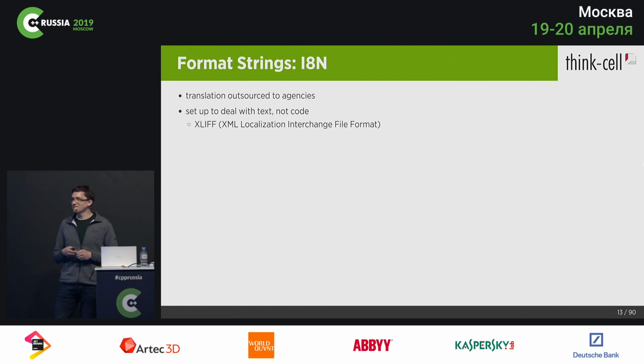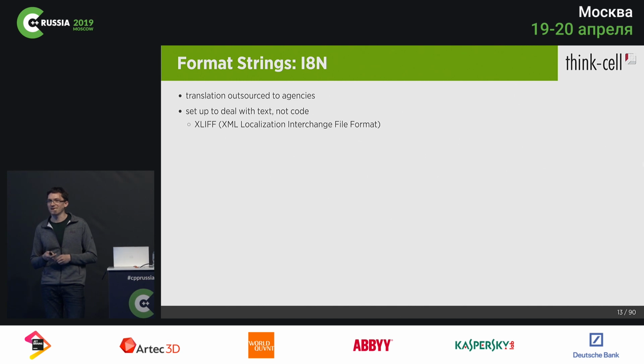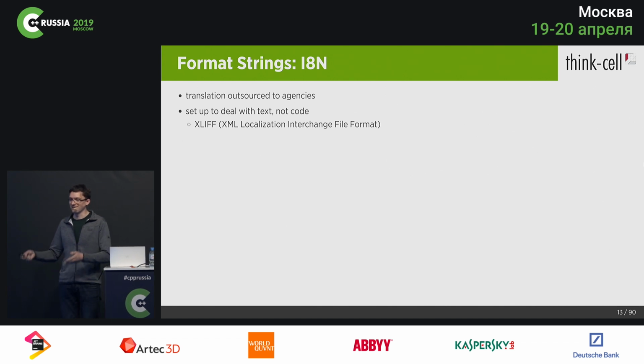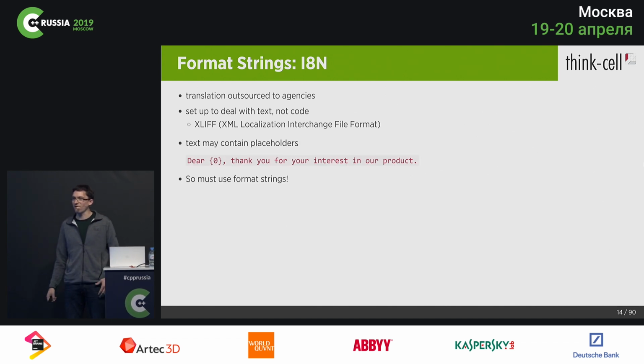And usually you don't want to give these agencies access to your code base. You don't go there and say, just change all the code to Japanese and then check it into Git. You rather exchange text files with them. And what you, of course, need to have is placeholders.